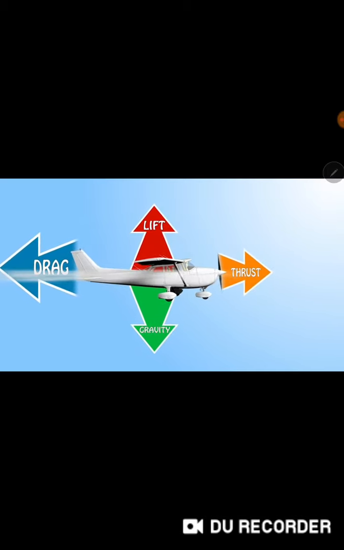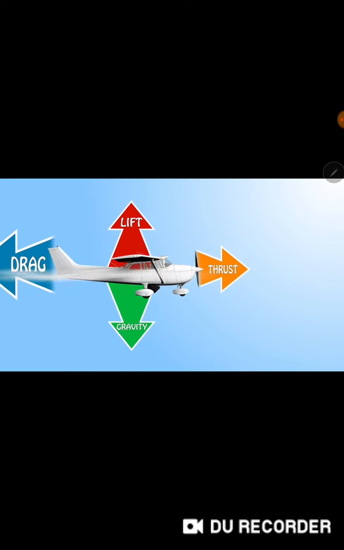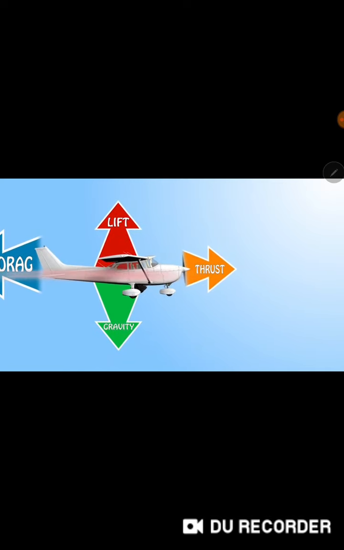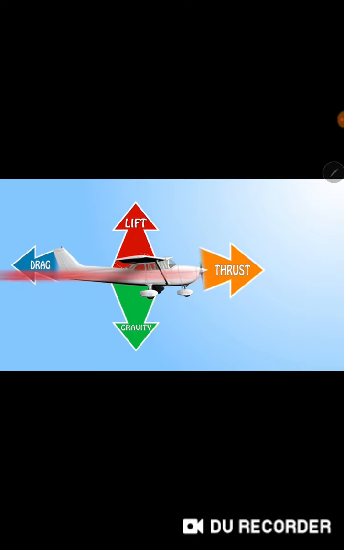The last force we need to discuss is drag. Drag is the resistance of a plane to move through the air caused by the friction of the air on the aircraft. This resistance must be overcome by the thrust of the propeller.